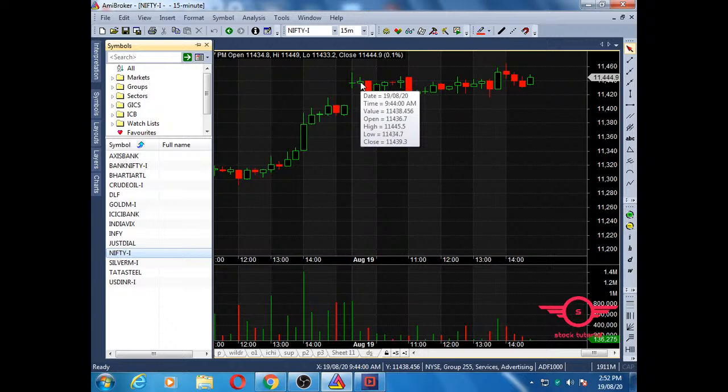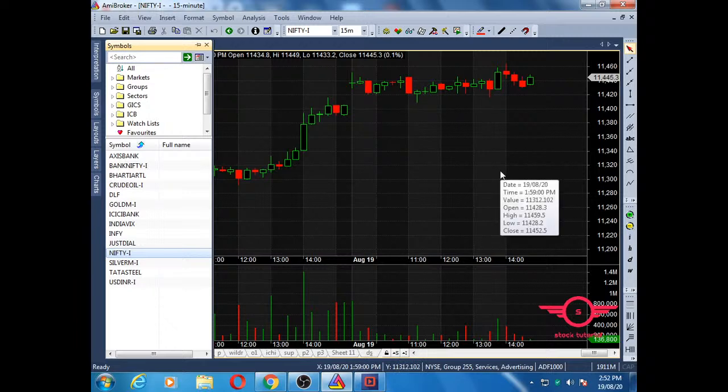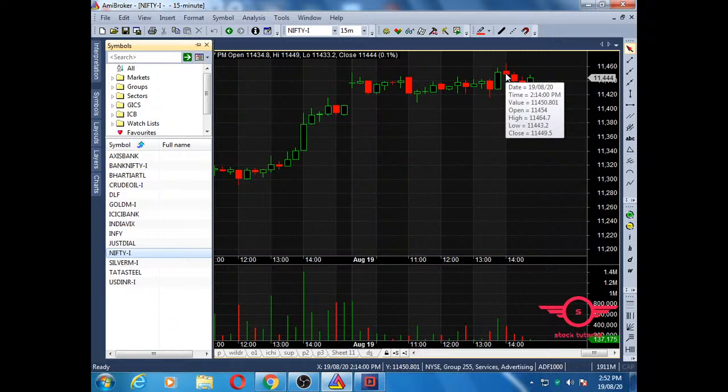Low is 11,434 and it makes a low of 11,420. 10 points will always be there. It will happen. Just check out this candle. Below that, if you take a trade, you can hold your trade for 2 candles. Low is 11,443. Now here 430, 13 points.